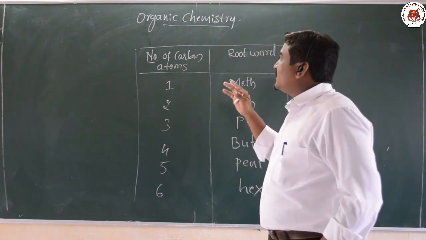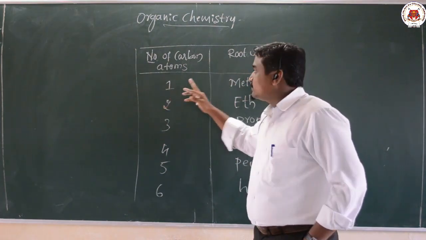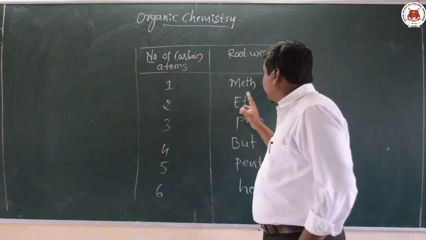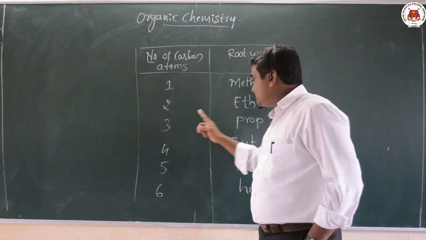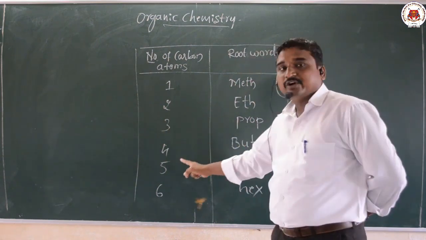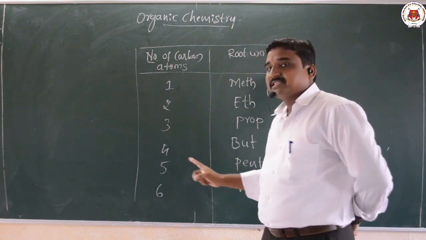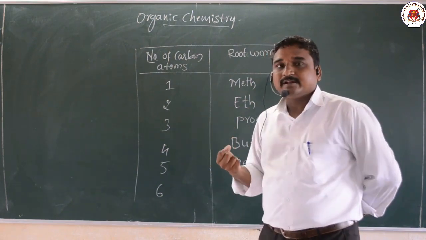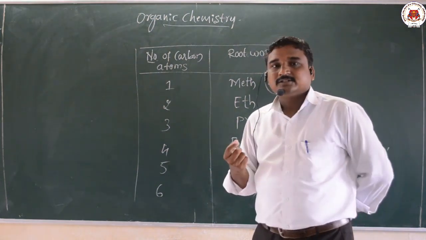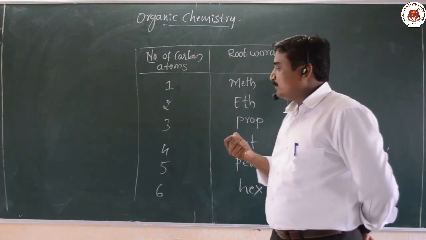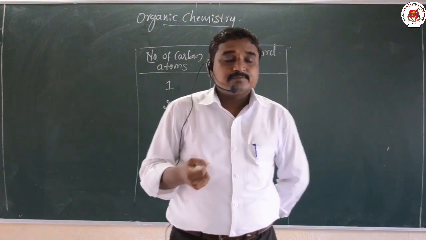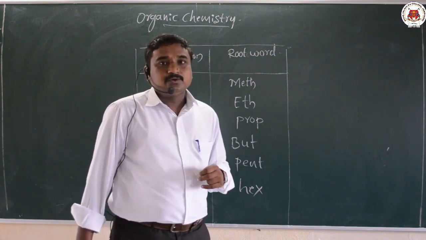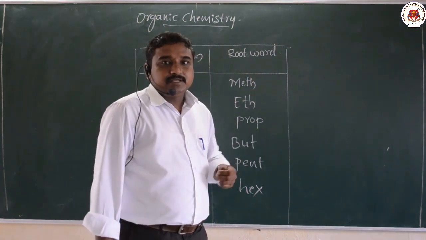Suppose the compound contains only one carbon atom, then the root word is meth. If the organic compound contains two carbon atoms, the root word is eth. Similarly, 3 means prop, 4 means but, 5 means pent, 6 means hex, 7 means hept, and oct means 8. If the compound contains 8 carbon atoms, the root word is oct. If there are 9 carbon atoms, then non. If the organic compound contains 10 carbon atoms, the root word becomes dec. So by knowing these root words, we are going to discuss some names of organic compounds.